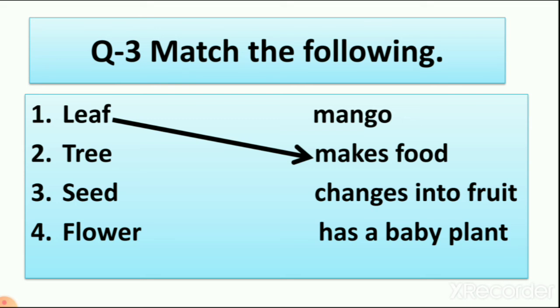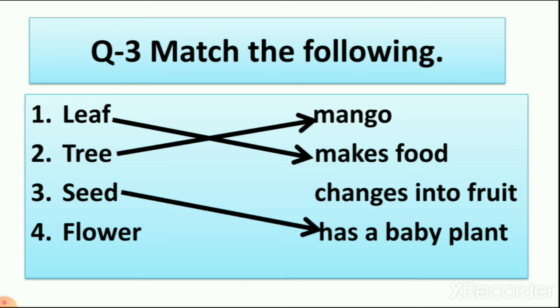Then number 2, tree. So what is tree? Changes into the fruit? Tree changes into the fruit? No. Tree has a baby plant? No. Mango is a tree? Yes, mango is a big tree. So we joined tree with mango. Then number 3, seed. Changes into the fruit? Yes or no? No. Has a baby plant? Yes. So we joined seed with baby plant.